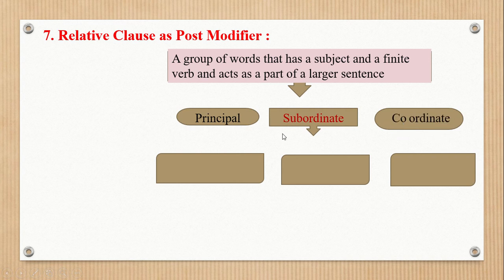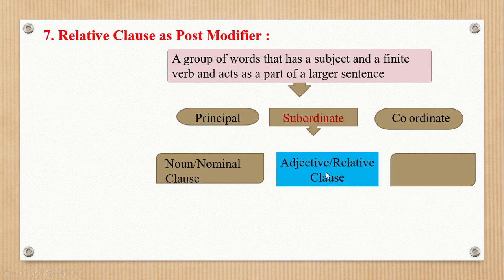Again, subordinate clause is also of three types. First one is noun or nominal clause. Second one, adjective or relative clause. And third one is adverbial clause. So from here, we get the relative clause, or adjective clause. And this clause is used as a post modifier in the sentence. Let's see first what a relative clause is.